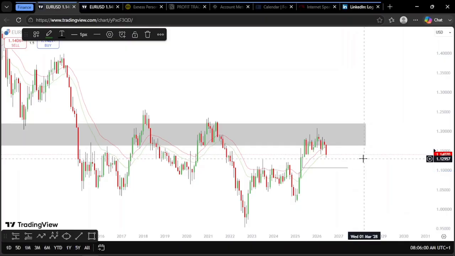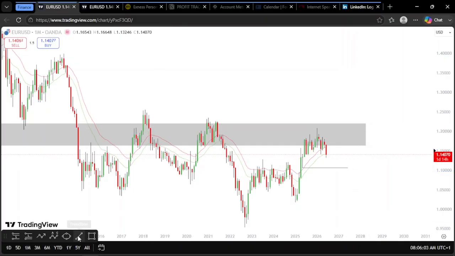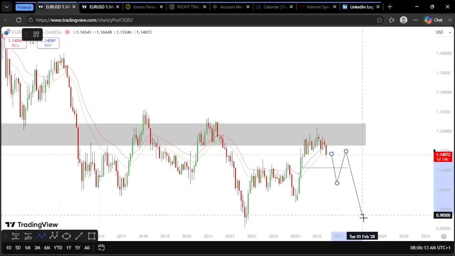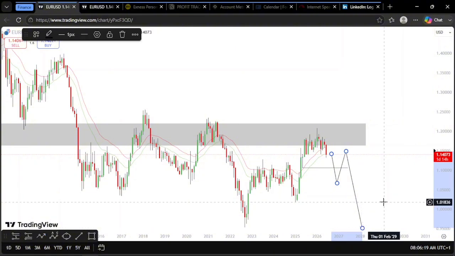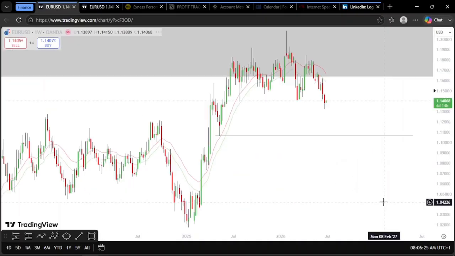So what I'll be waiting for now is for the market to actually break this to give us a confirmation that it wants to go lower, then wait for a retest, and so we're looking to take Euro USD to these lows here. So for now, there's no confirmation, so I'll go down to the weekly time frame.